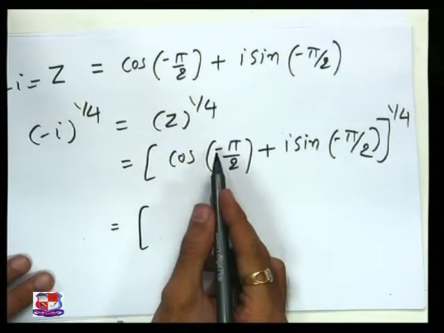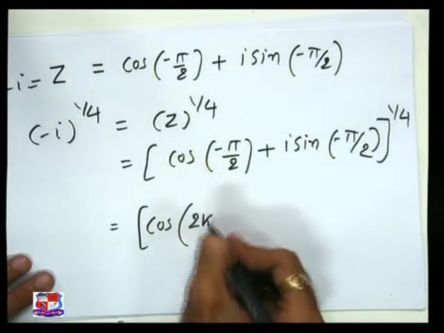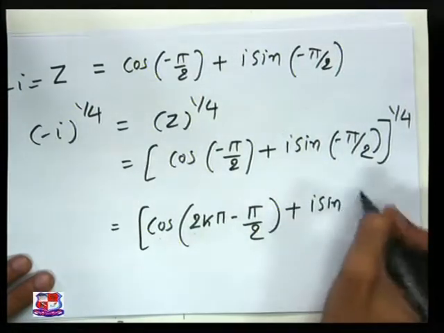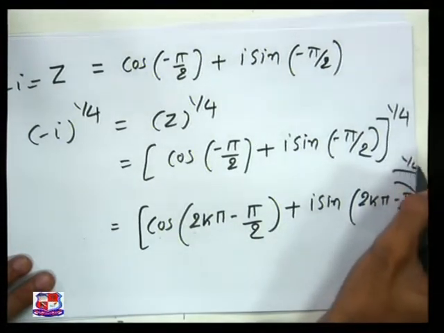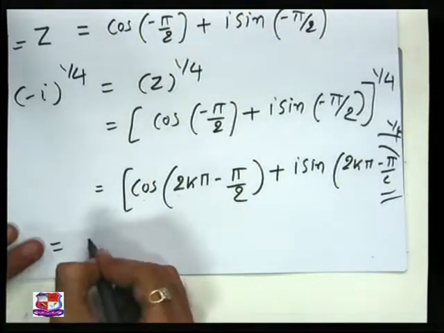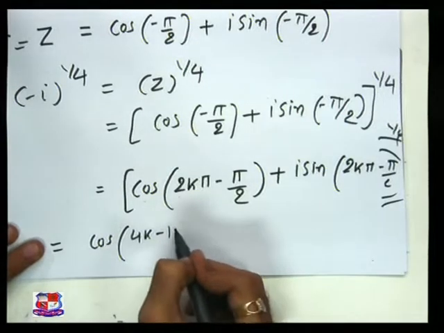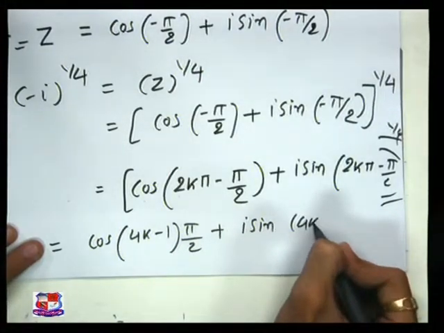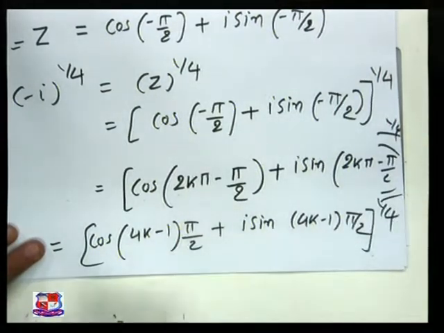Fourth quadrant. So for the fourth quadrant, I can write generally this angle as cos(2kπ − π/2) + i sin(2kπ − π/2), the whole raised to 1/4. Okay, so that is equal to cos((4k − 1)π/2) + i sin((4k − 1)π/2), the whole raised to 1/4.